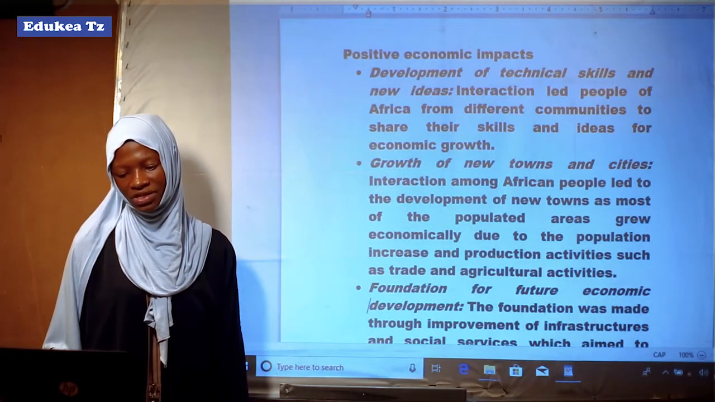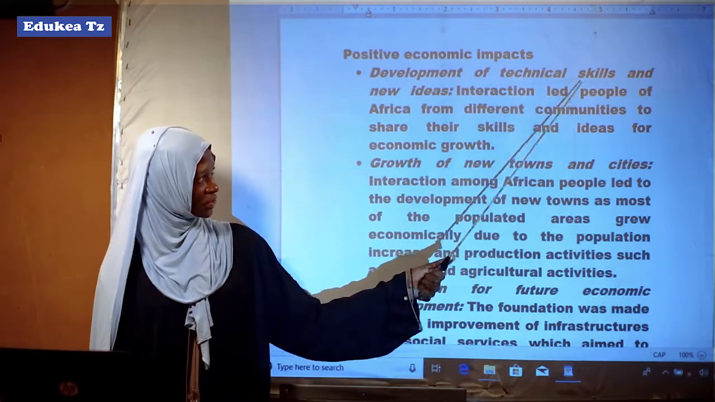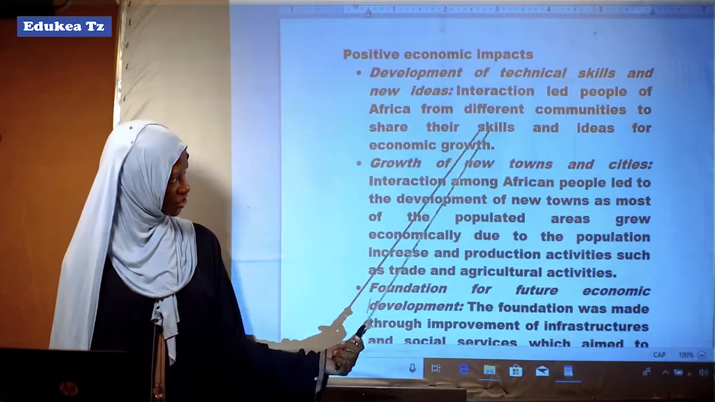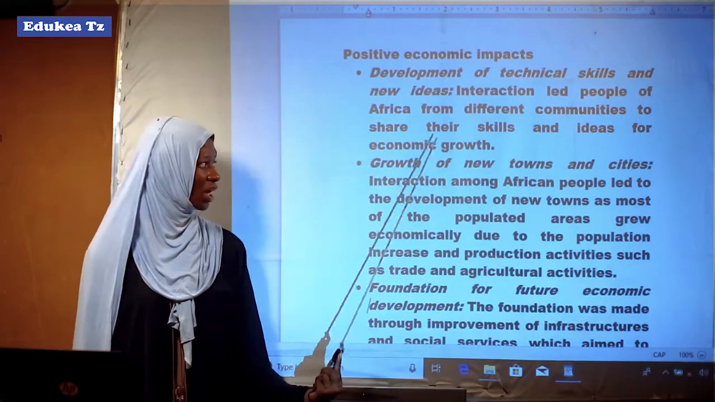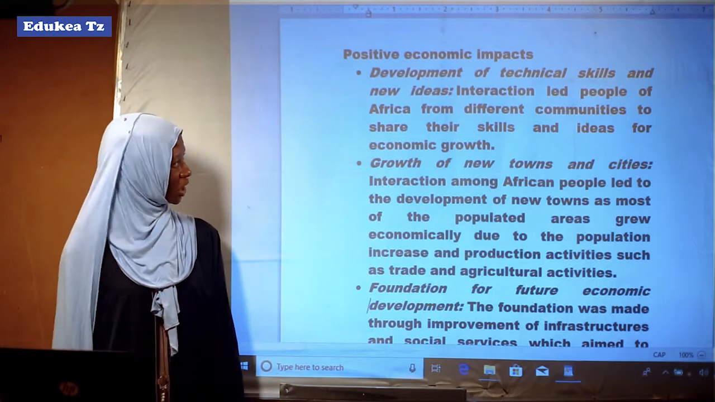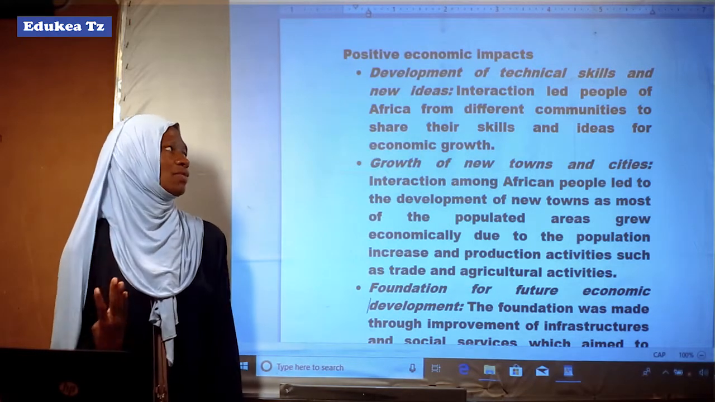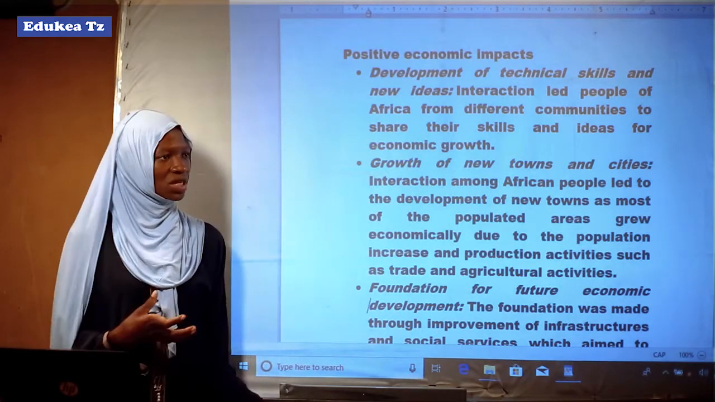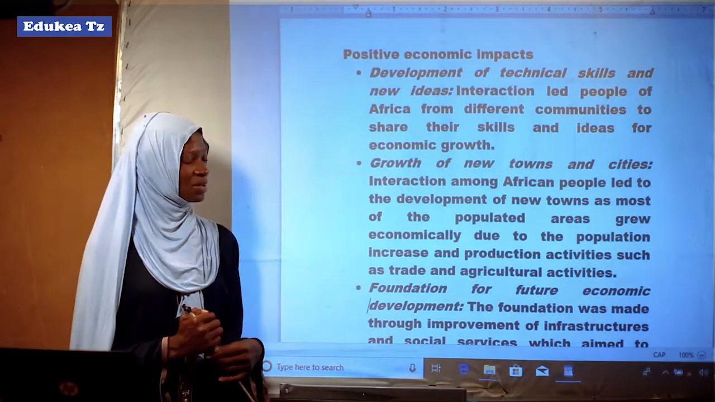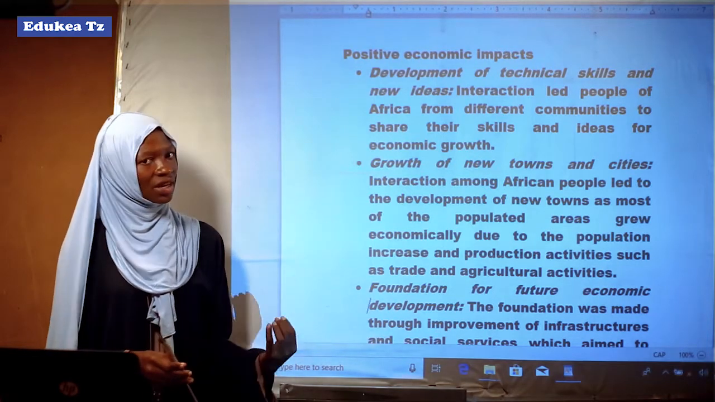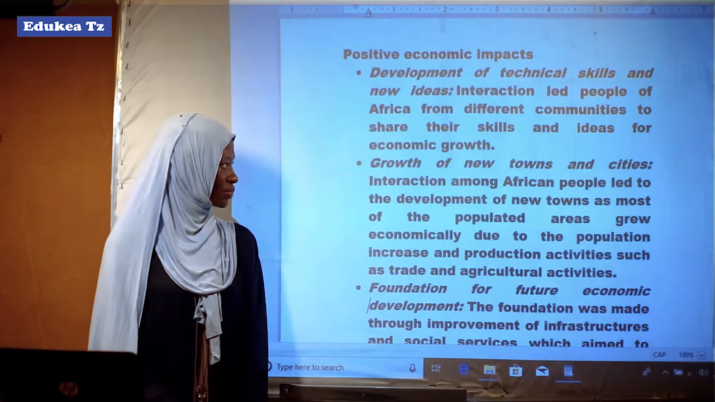Let's start with the positive economic impacts. First is development of technical skills and new ideas. Interaction led people of Africa from different communities to share their skills and ideas for economic growth. As we know, if people move from one place to another, some of them had their own skills, so they used them to share with different people. So this made other people with no skills and ideas gain new ideas and skills. Hence, it came up with developments.